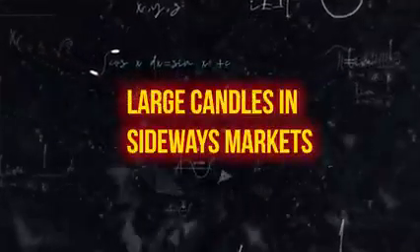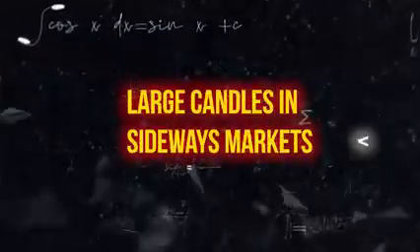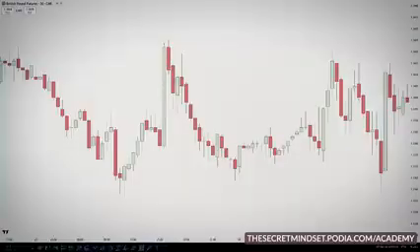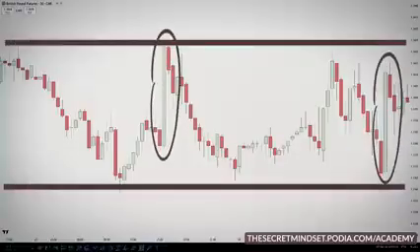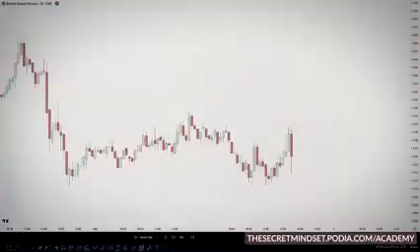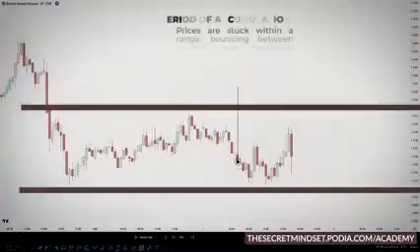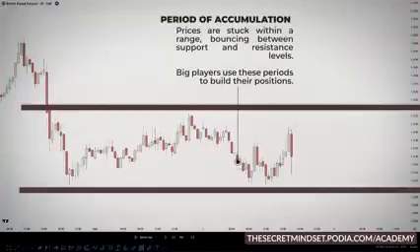Large candles in sideways markets are another classic manipulation tactic. These candles may even break out of a range, causing traders to believe a strong movement has begun, only for the price to reverse shortly afterward. When the market is moving sideways, it means there's a period of indecision. Prices are stuck within a range, bouncing between support and resistance levels.